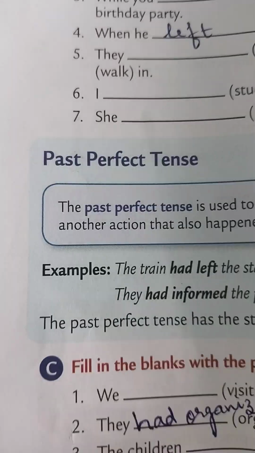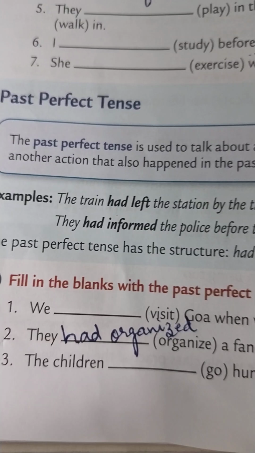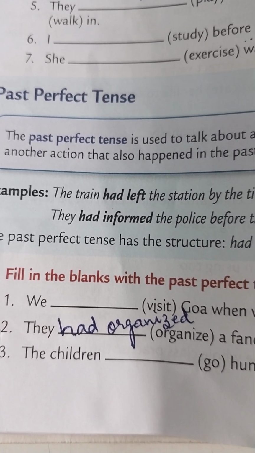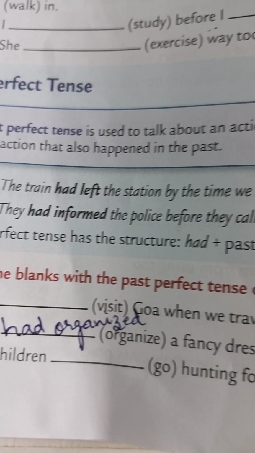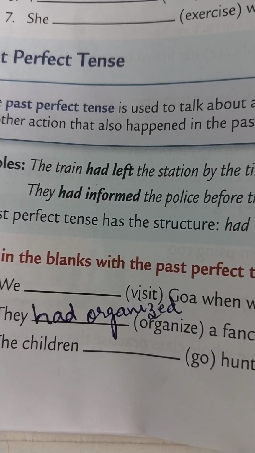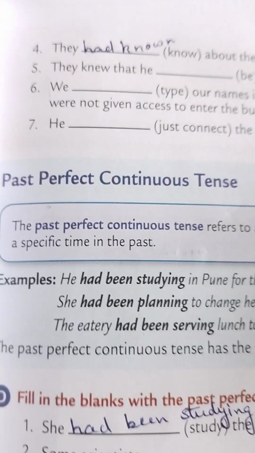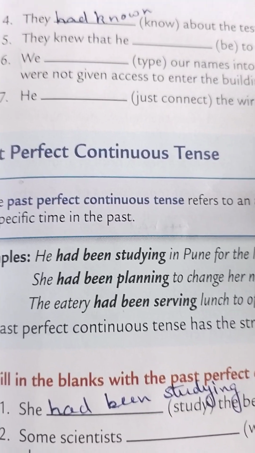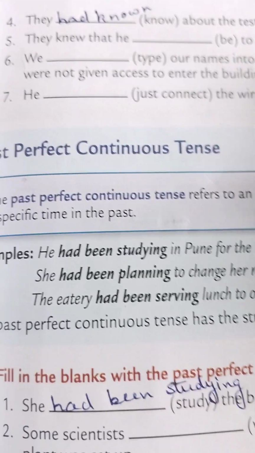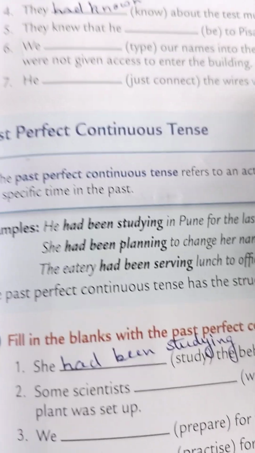Okay. Now see question number C. We will do a few sentences randomly. Rest you will do yourself, children. They dash a fancy dress party for the children yesterday. Now the verb is organized. They had organized. Okay. Now see this one. They dash about the test much before we did. Had known. Okay. So this way you will do this question, children.